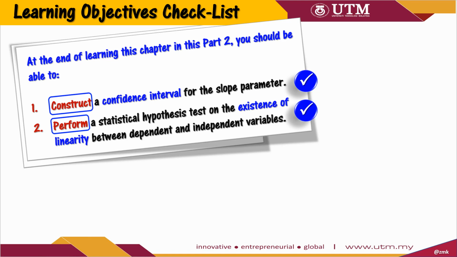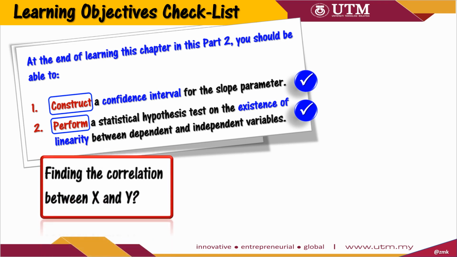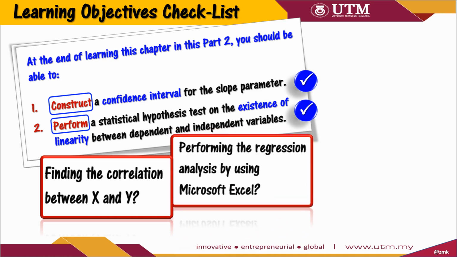X and Y. To complete this chapter, you also need to learn how to find and interpret the correlation between the two variables X and Y, as well as learn how to perform the simple linear regression analysis by using Microsoft Excel. These last two learning objectives will be explained in the next and last video on simple linear regression and correlation.